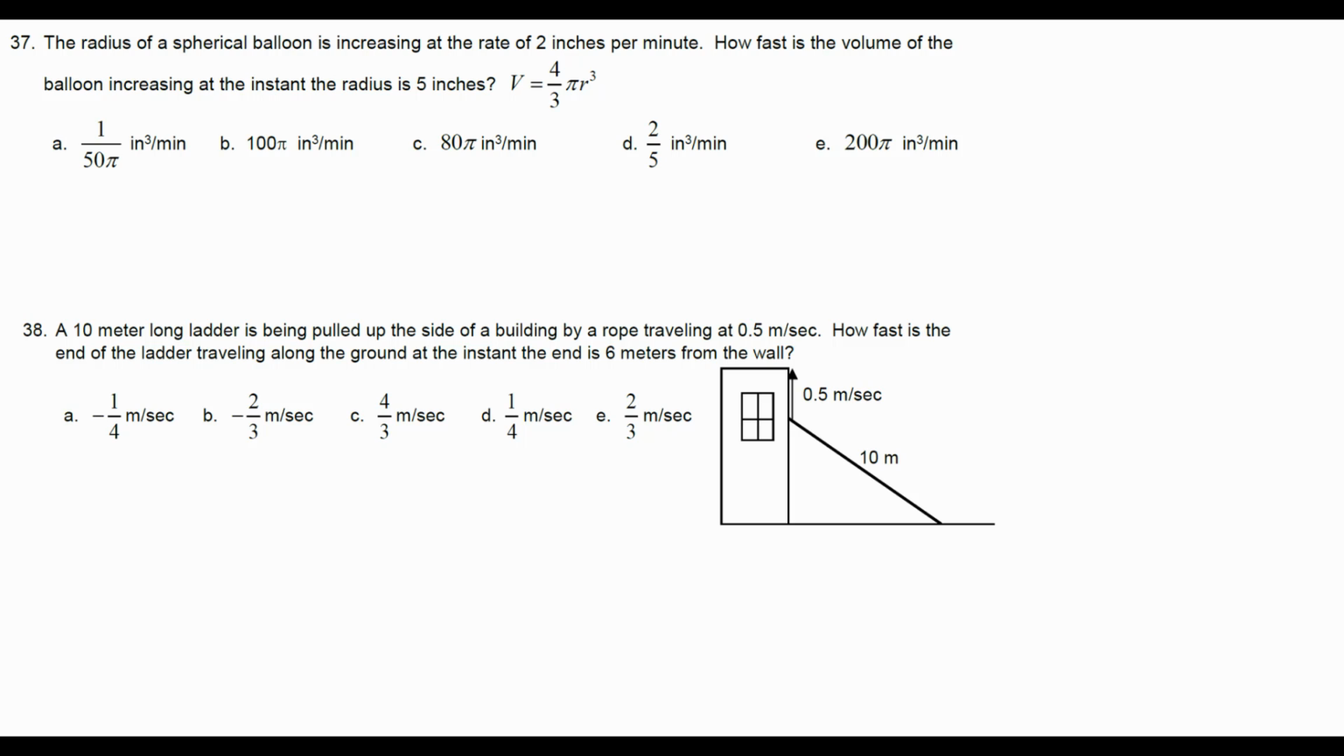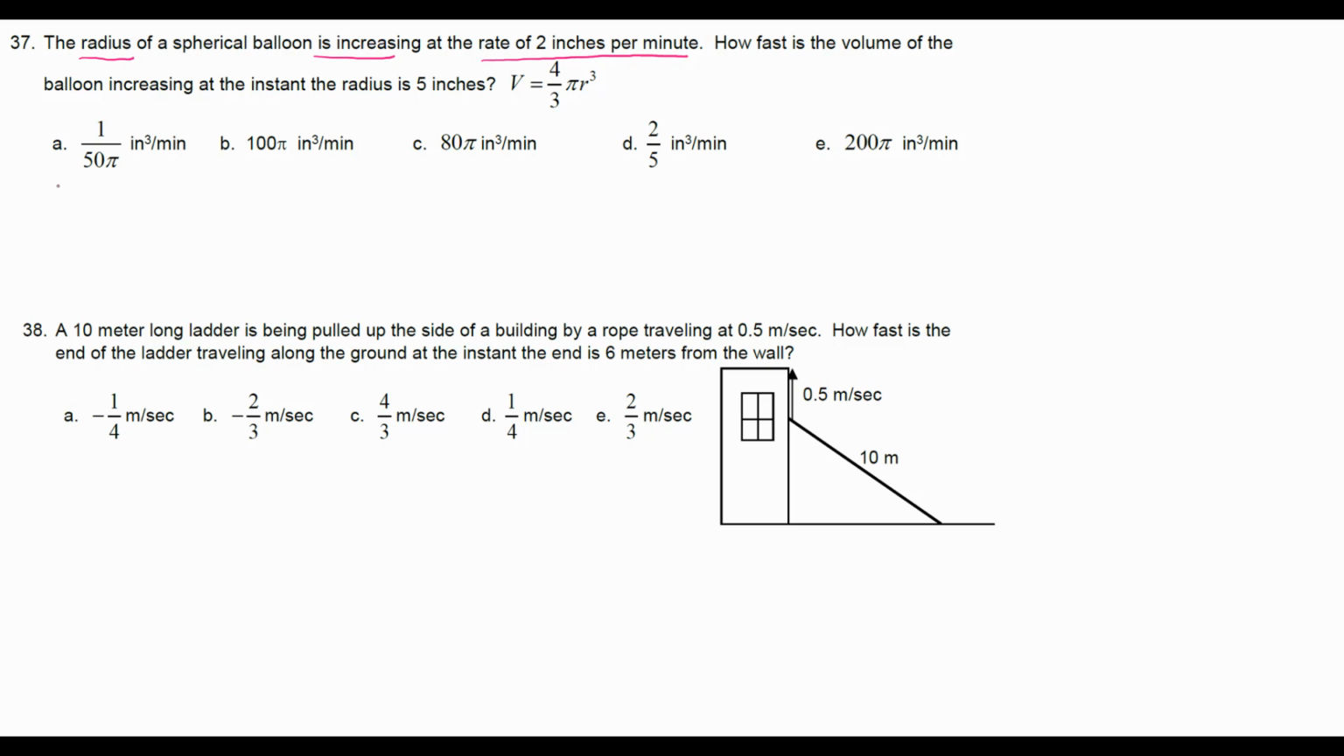Number 37. The radius of a spherical balloon is increasing at the rate of 2 inches per minute. How fast is the volume of the balloon increasing at the instant the radius is 5 inches? And the volume formula is 4/3 pi r cubed. Alright, so what's given is what? You know the radius is increasing at a rate of 2 inches per minute.